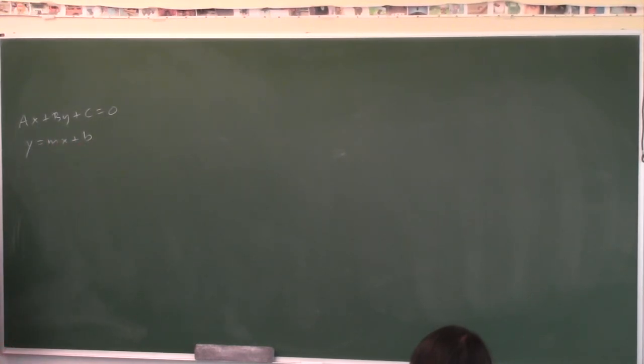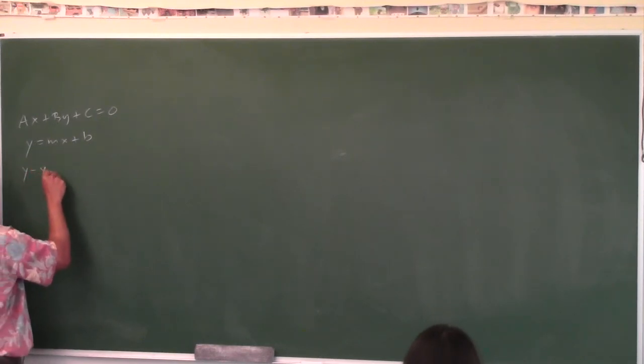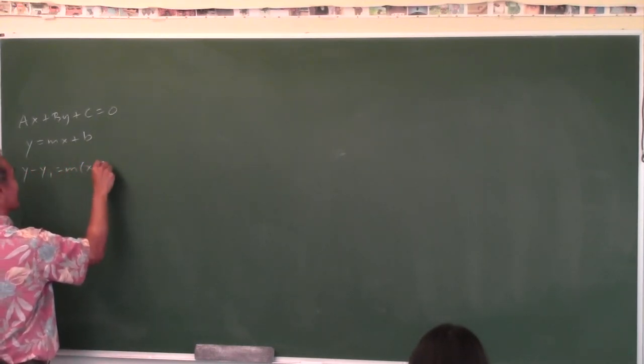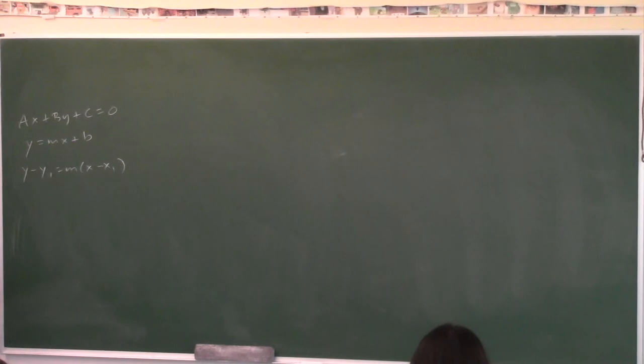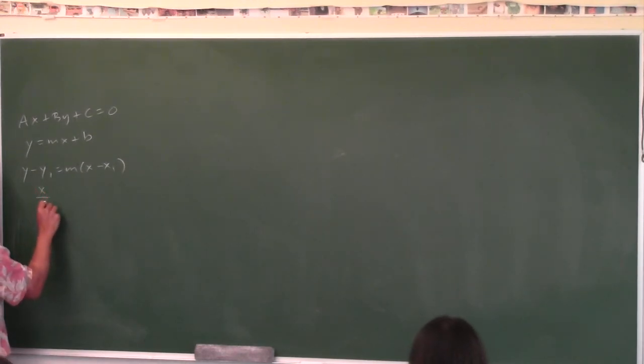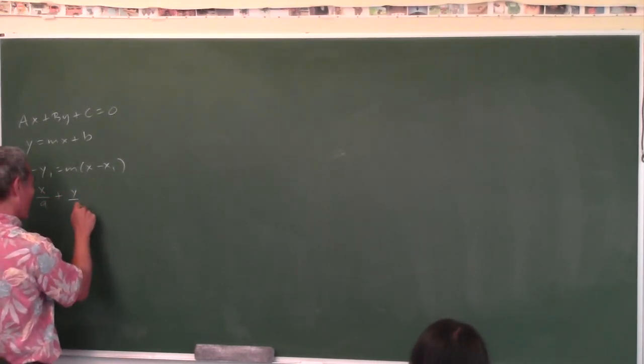What about this? y minus y1 equals m times x minus x1. That is point slope form. You're going to find that this is probably the fastest one of these. And then the last one is x over a plus y over b equals 1.